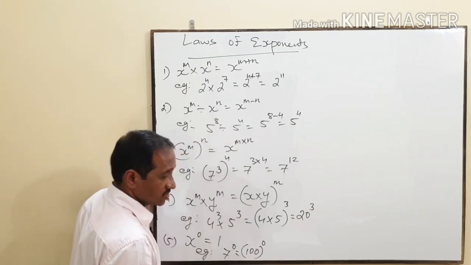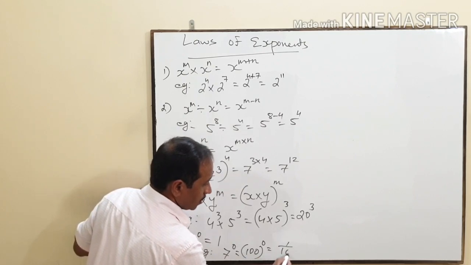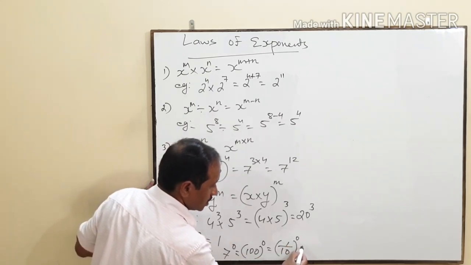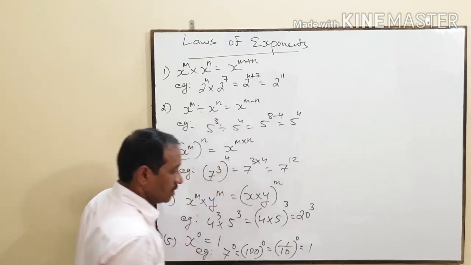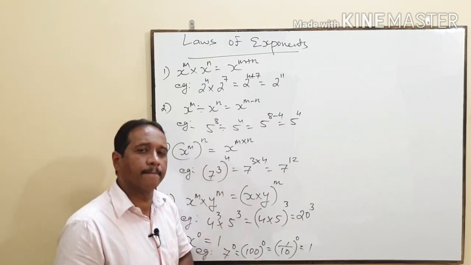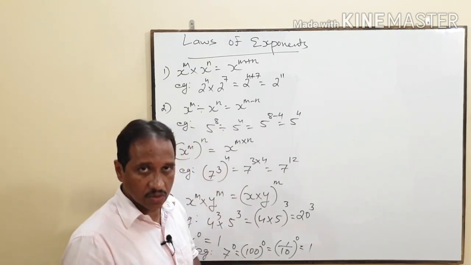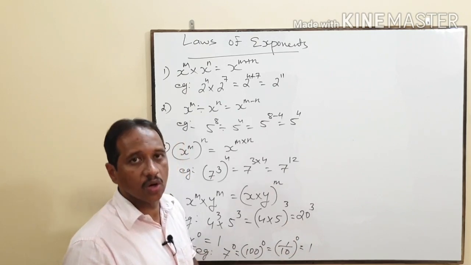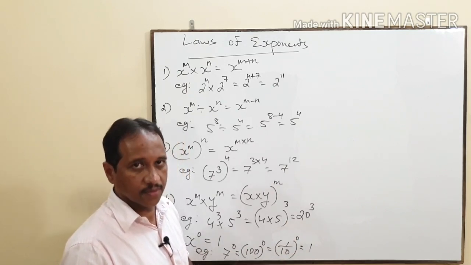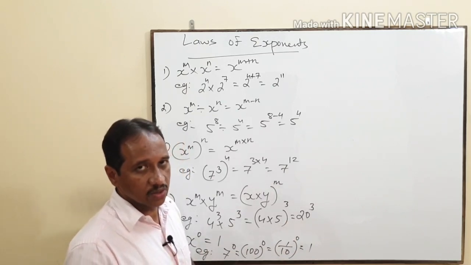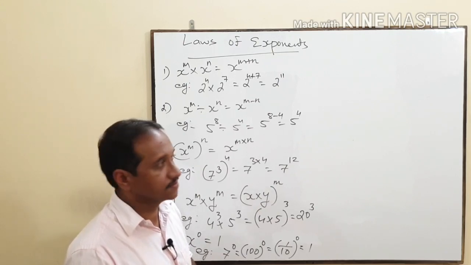100 raised to 0 is equal to 1. (1/10) the whole raised to 0 is equal to 1. So, if the base is anything, but the power is 0, then its value is always equal to 1. But 0 raised to 0 is not defined.